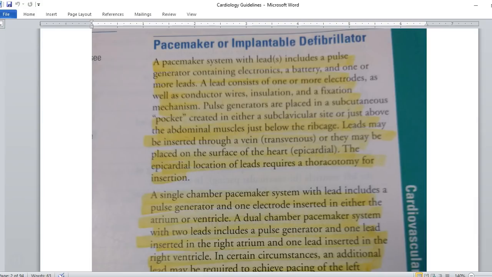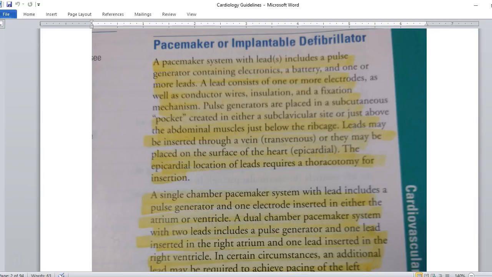Now, they tell us pulse generators are placed either in a subcutaneous pocket, created either in a subclavicular site or just above the abdominal muscles just below the rib cage. So, most common site is at subclavicular. It's under the clavicle. Remember, the clavicle goes from the shoulder to the sternum. So usually for women, they'll put it almost always in the subclavicular site because it's above the breast tissue. For men, they can do either.